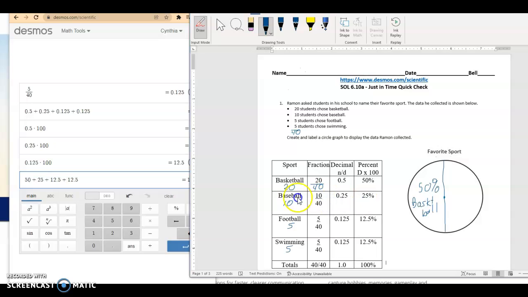My next one is baseball. And my percent is 25%. So 25% is 1/4 or a quarter. And if I think of it as a clock, here is my 12 and here is my 3. That is a quarter or 25% of a circle. Or in this case, 25% of the circle graph. And that covers my baseball.